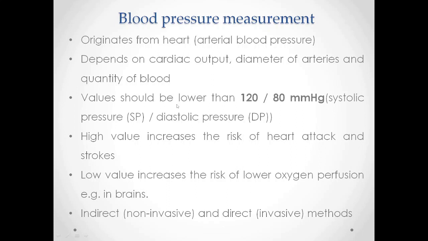As you all know, the normal value of BP is 120/80, expressed in mmHg, that is mercury. 120 is systolic pressure, 80 is diastolic pressure. If you have a high BP, it indicates the risk of heart attack and strokes. If you have a low value of BP, it indicates poor oxygen perfusion in the brain. To measure blood pressure, we have two major methods: the indirect method and the direct method.